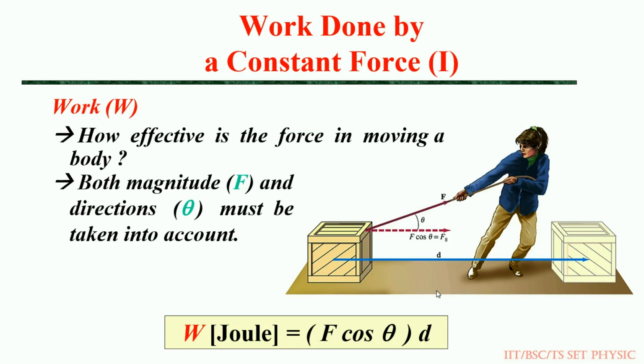Then another example, work done by a constant force. Here work is indicated with the capital W. How effective is a force in moving a body? The woman applies a force on the box: the force is F, the angle is theta, and the displacement is D. Then the value of work is equal to F cos theta times D. The theta is the angle between the displacement of the box and the applied force. The distance between the starting position and the ending position is D, and the applied force is F, so W equals F cos theta times D.